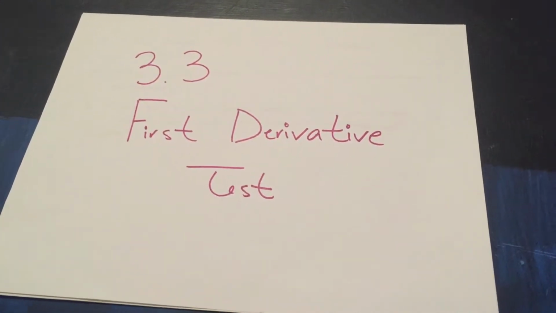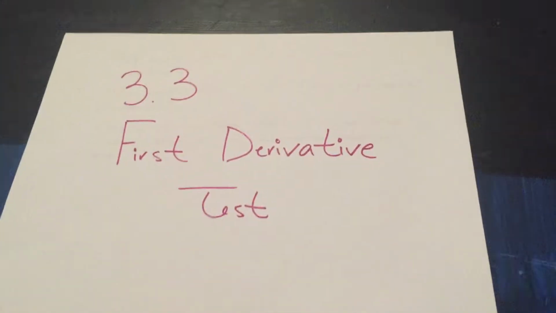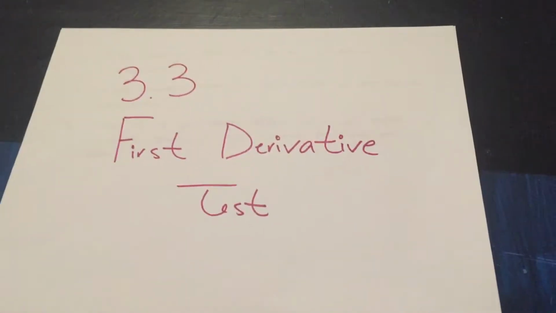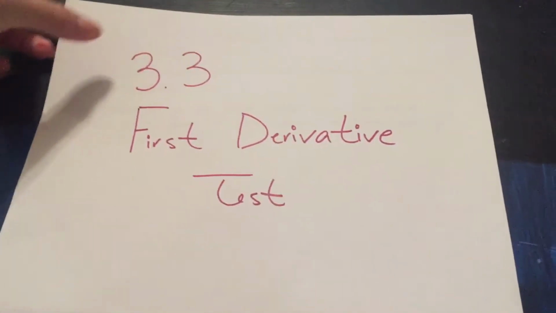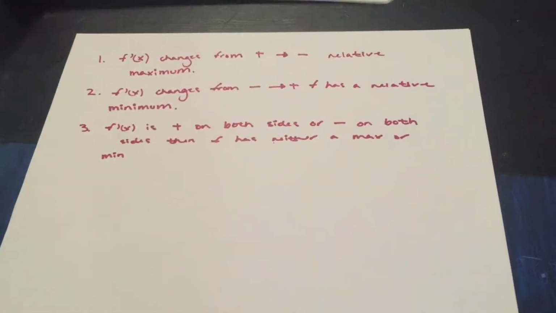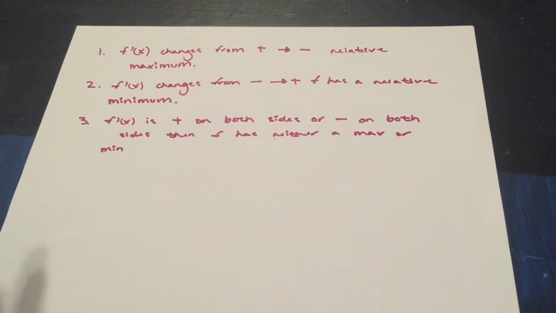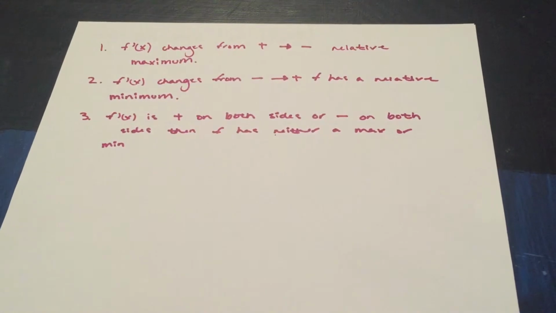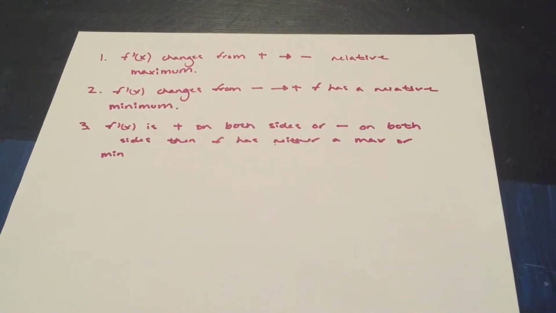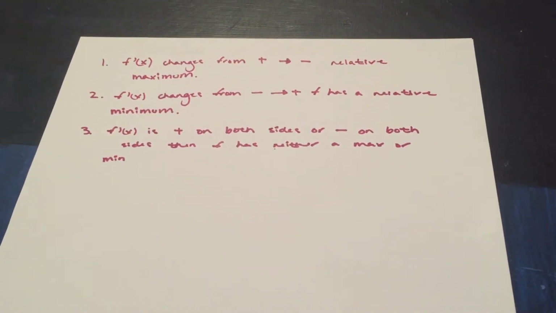Today we'll be learning about the first derivative test, which is section 3.3 in your textbook. The first derivative test is used to find relative maxes and mins, and we use this by finding the first derivative.